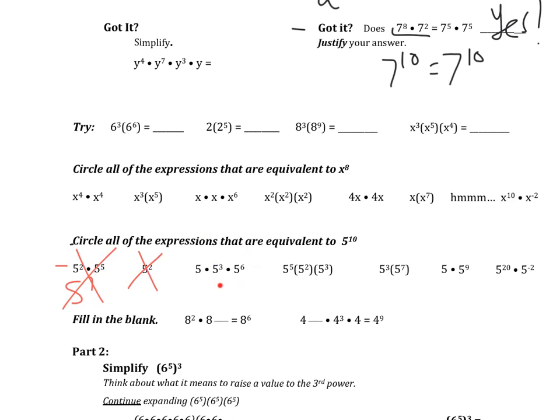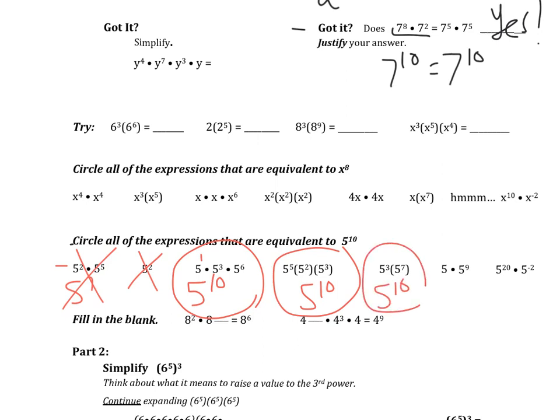What about 5 times 5 to the 3rd times 5 to the 6th? This is like 5 to the 1st, 5 to the 3rd, 5 to the 6th. You add the powers together, you would get 10. This one works. What about the next one? 5 to the 5th, 5 to the 2nd, 5 to the 3rd. Add the powers together, you get 5 to the 10th. Good. 5 to the 3rd times 5 to the 7th is 5 to the 10th.